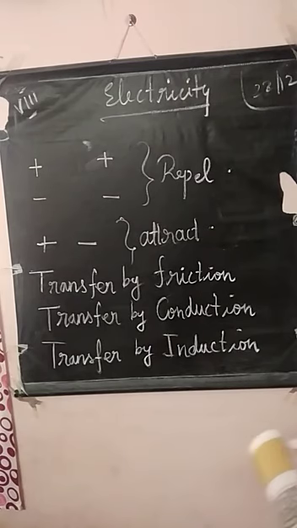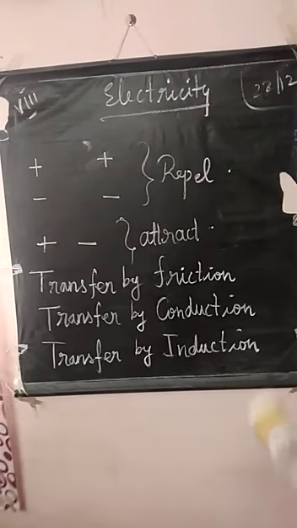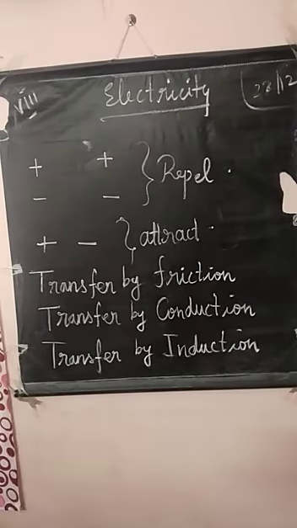So if a substance gains electrons, it is said to be negatively charged, and the substance which loses electrons, some substances may undergo loss of electrons, is said to be positively charged. Okay, if a substance gains electrons it is said to be negatively charged. If a substance loses its electrons it is said to be positively charged.